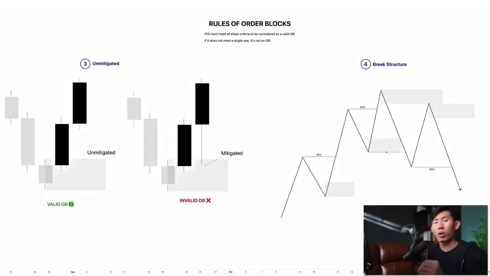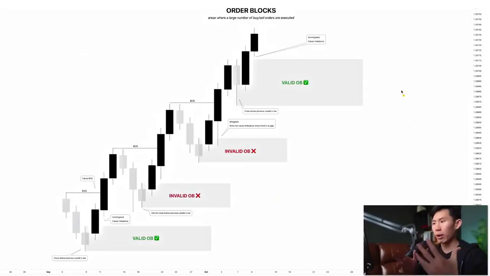You must ensure that the point of interest or the zone meets all 4 of these criteria for it to actually be considered a real order block. If it does not meet a single one of them, it is not an order block. It could just be a supply and demand zone or just an ordinary stupid zone that is not going to work. So now let's apply what we have learned and really learn how to differentiate between valid order blocks and invalid order blocks.